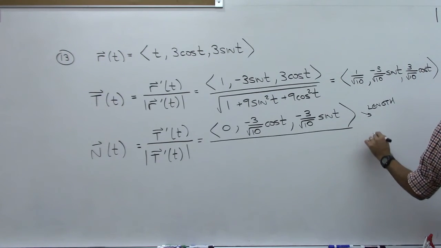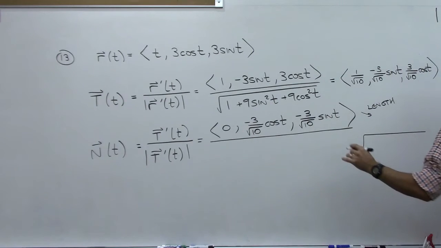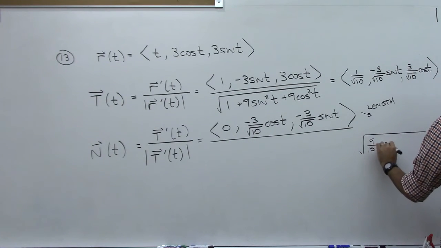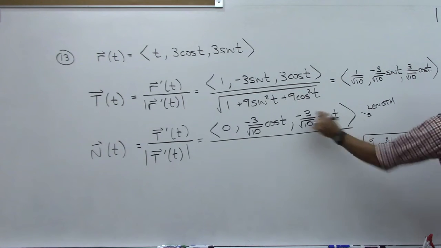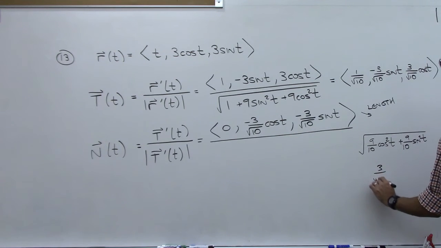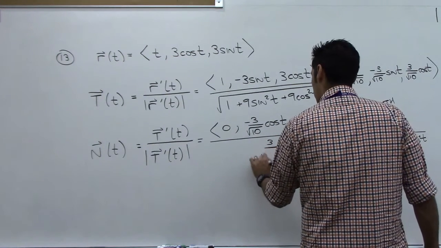All right, so square root of this squared, nothing, don't worry about it. This right here, 9/10 cosine squared t plus, again, 9/10 sine squared t. And if you factor out the 9/10, we just get 9/10 here. And the square root of 9/10 is 3 over root 10. So we're going to take this and divide it by 3 over root 10.